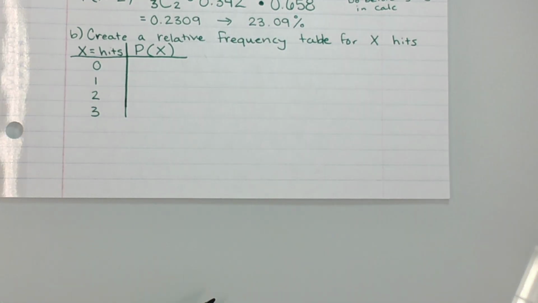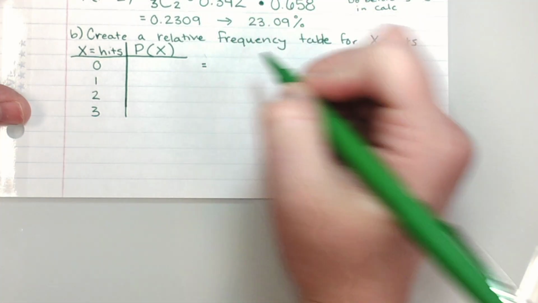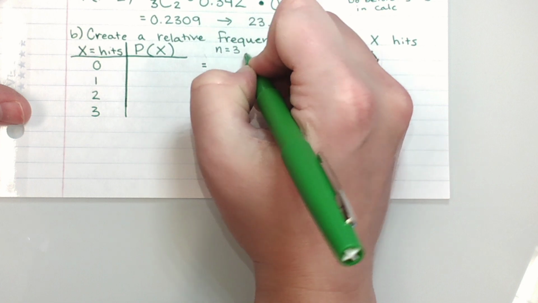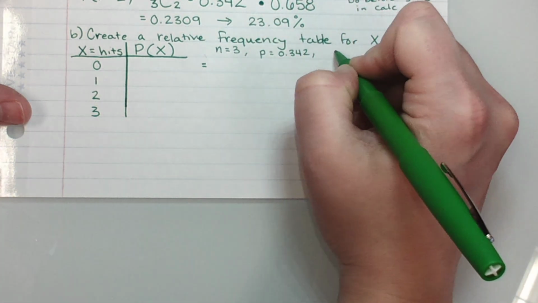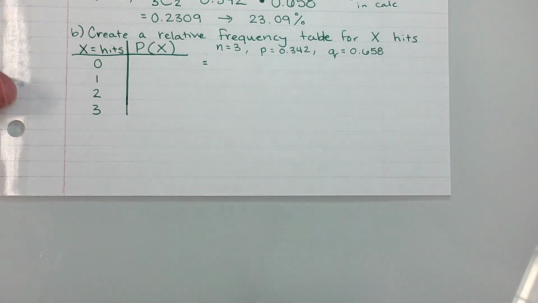And I can find each of those probabilities. To find each of those probabilities, I would use that probability formula for each one. N stays 3, P stays 0.342, Q stays 0.658. Those things have not changed. The only thing that's changing is X.